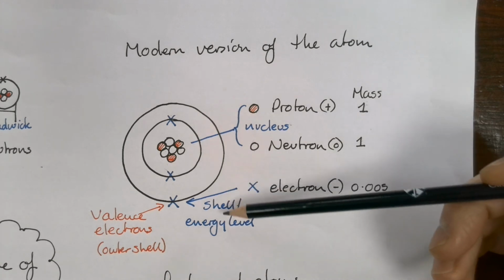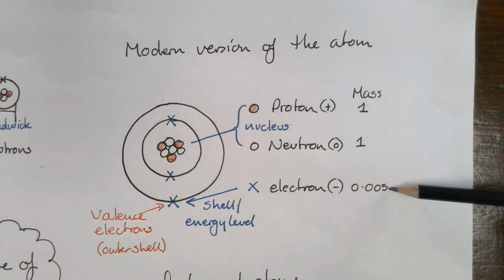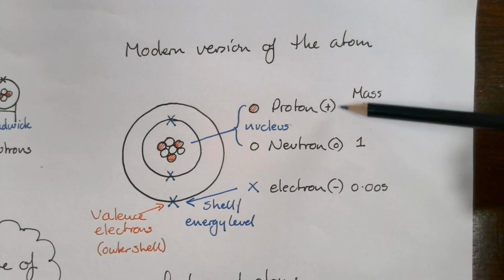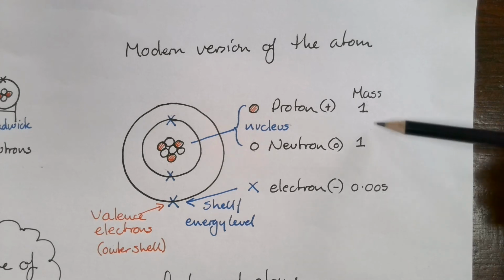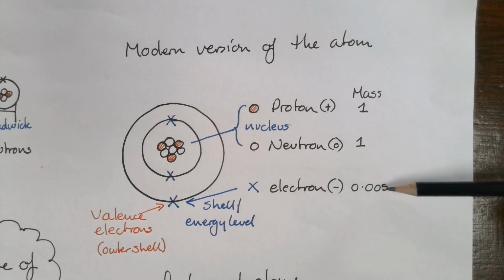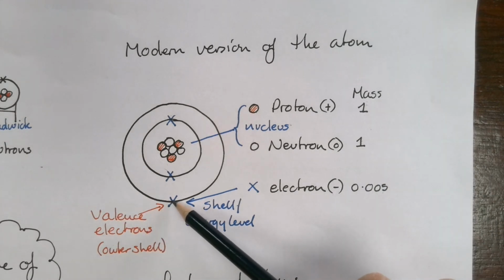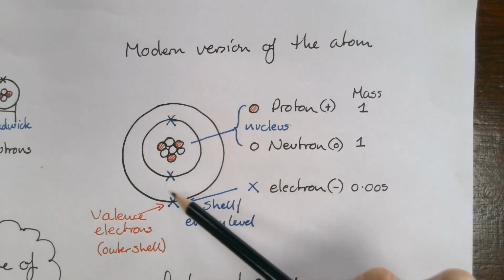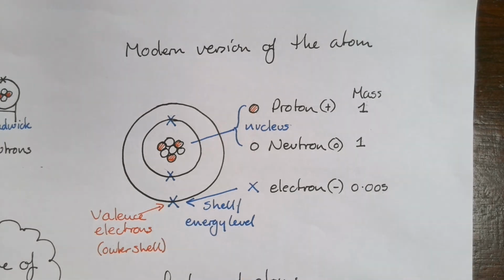The electrons are found in a shell or an energy level, and these have a negative charge and are very, very small compared to the protons and the neutrons. In fact, you need 1,000 electrons, probably more than that, to be equivalent to 1 proton or 1 neutron. So they're really, really small. This one's called a valence electron, not because it's on its own, but because it's in the outer shell. So if I've got 5 in here, I'd have 5 valence electrons. I've only got 1 in this example. So the valence electron's in the outer shell.